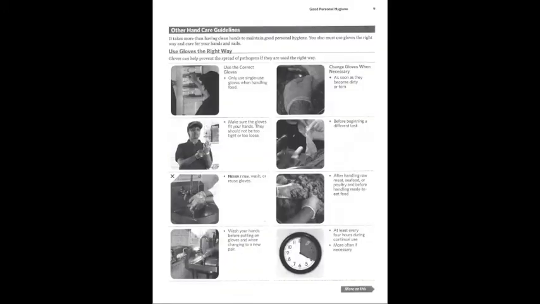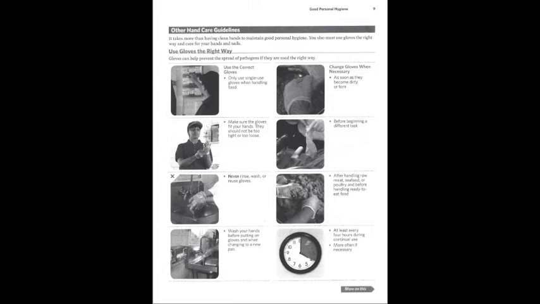Other hand care guidelines. It takes more than having clean hands to maintain good personal hygiene. You must also use gloves the right way and care for your hands and nails. Use gloves the right way. Gloves can help prevent the spread of pathogens if they are used the right way. Use the correct gloves. Only use single-use gloves when handling food. Make sure the gloves fit your hands. They should not be too tight or too loose.